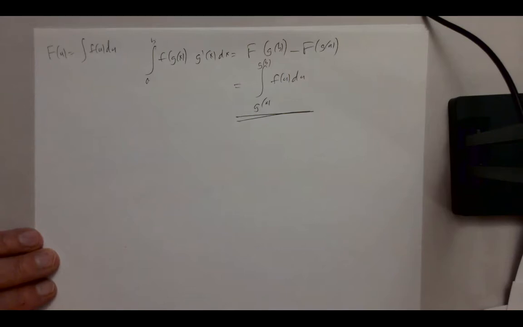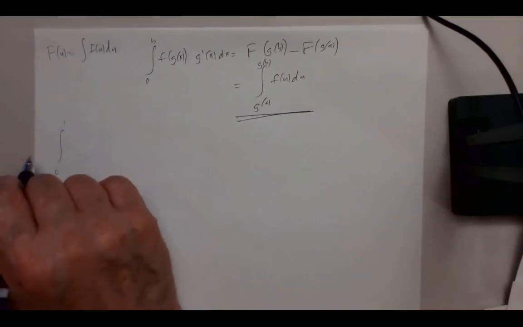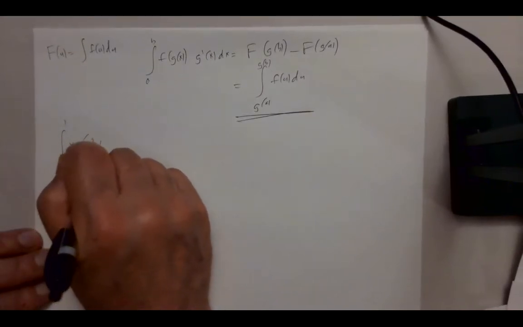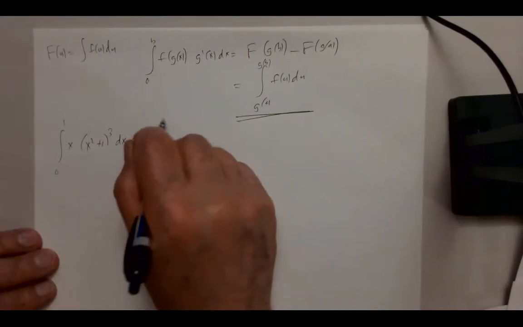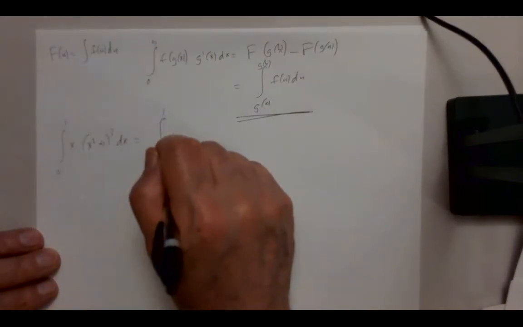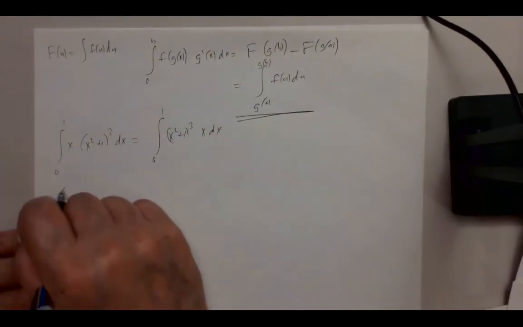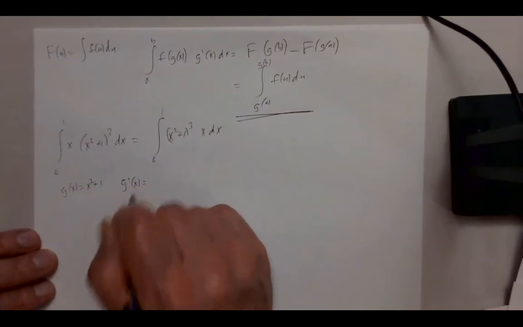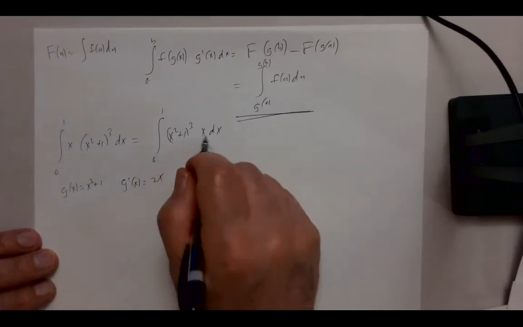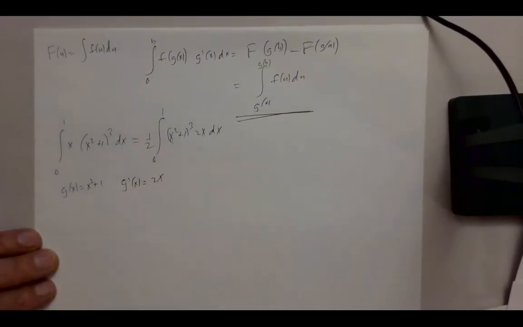So here's the first example in the text. The integral from 0 to 1 of x times x squared plus 1 cubed dx. Let me rewrite this as the integral from 0 to 1 of x squared plus 1 cubed x dx. And if I were to let g of x equal x squared plus 1, g prime of x would be equal to 2x. I'd like to have a 2x there. So if I multiply by 2 and I divide by 2, this is a true equation.